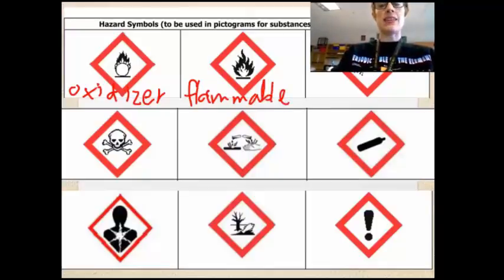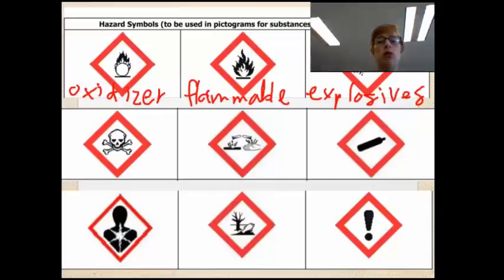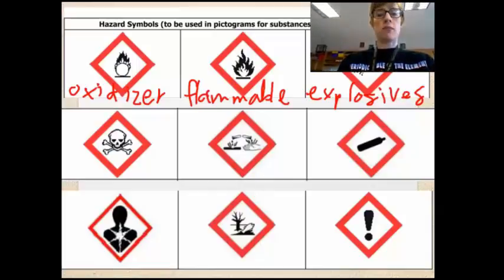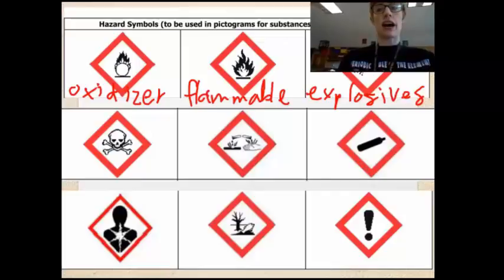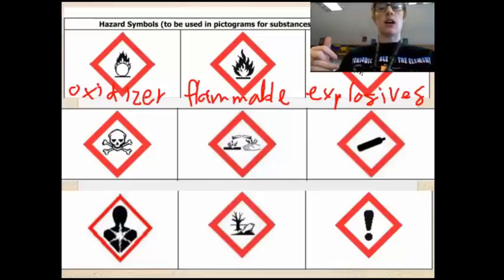Okay, and then the next box is for explosives, because obviously it shows a bomb exploding. Whether a chemical is flammable or explosive, it really just depends on how big their generation of heat is. So if something just catches fire, we say it's flammable. If something catches fire and then can also cause projectiles, we call those explosives.